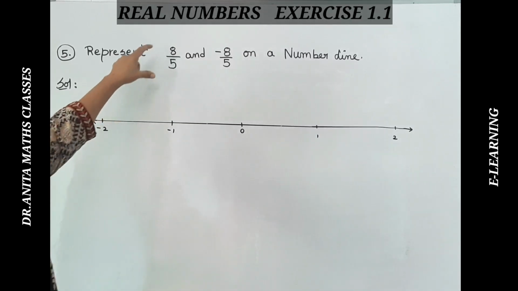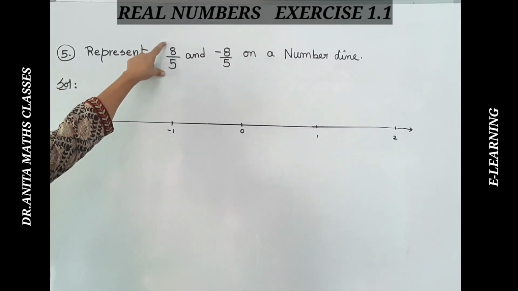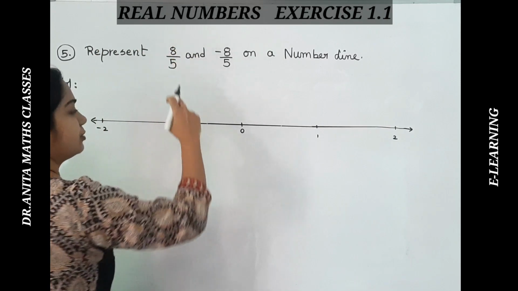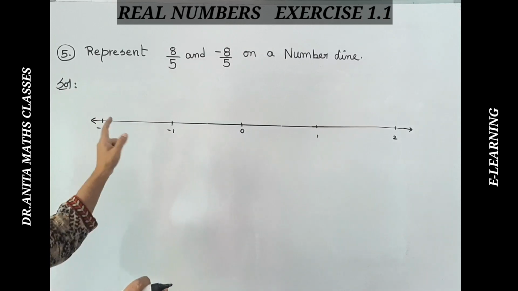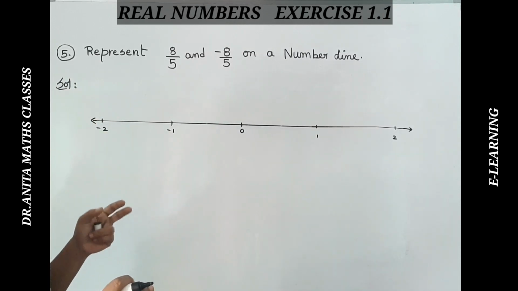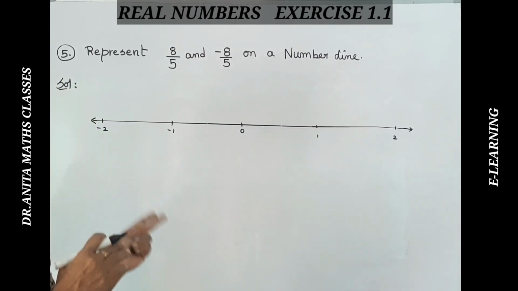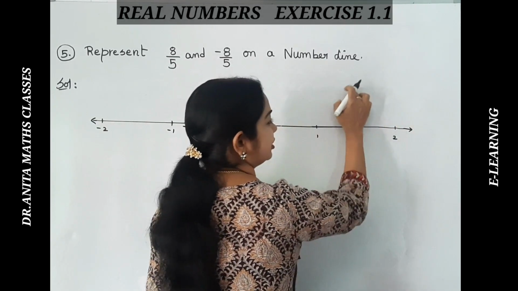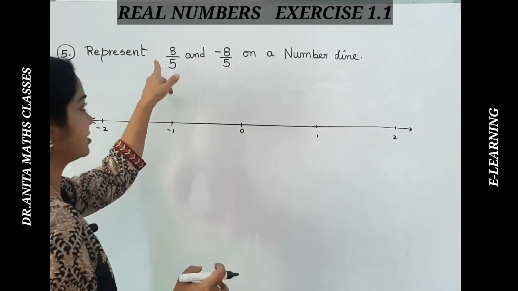Now, when we are taking 8 over 5, one method is to change this into a mixed fraction, which becomes 1 and 3 over 5, isn't it? That means the number lies between 1 and 2, after 1. So 1 and 3 over 5 is the mixed fraction for this.